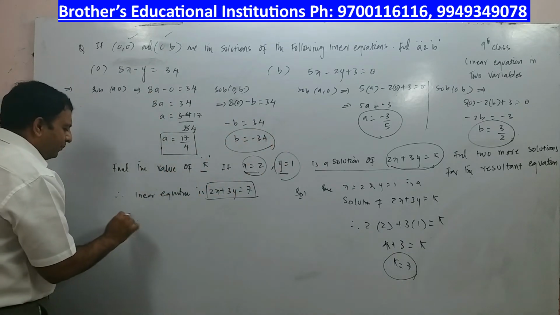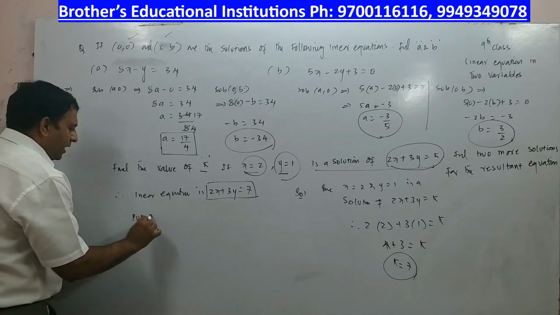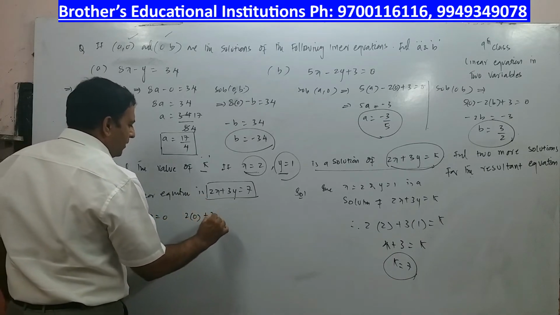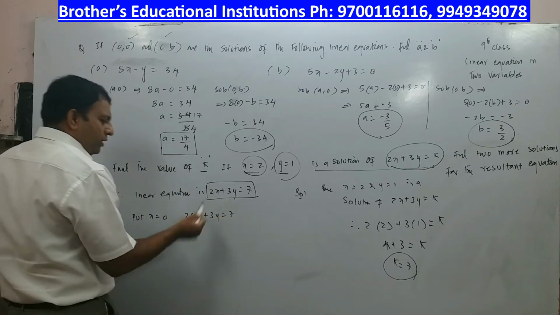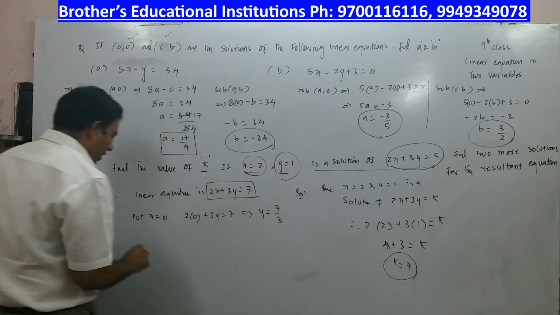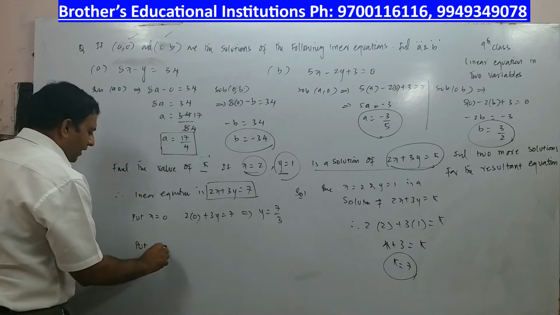First I will say put x is equal to 0. When you put x is equal to 0, it is 2 into 0 plus 3y is equal to 7. So 2 into 0 is 0. Means what is y is equal to? 7 by 3.